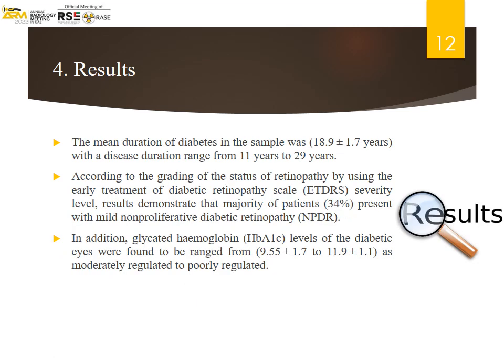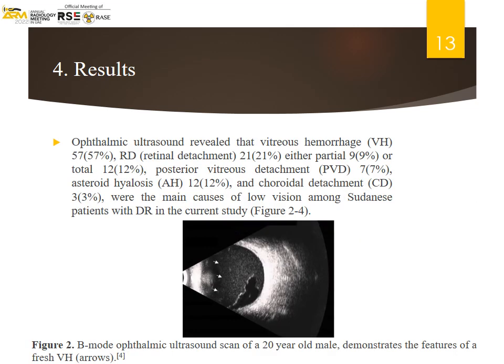According to the grading of the condition of retinopathy using the Early Treatment Diabetic Retinopathy Study severity level, data show that the majority of patients, 34%, present with moderate non-proliferative diabetic retinopathy. In the current investigation, ultrasound of the eyes revealed that vitreous hemorrhage, retinal detachment, posterior vitreous detachment, asteroid hyalosis, and choroidal separation were the most common causes of visual impairment among Sudanese patients with diabetic retinopathy.